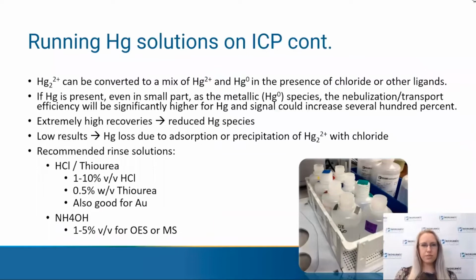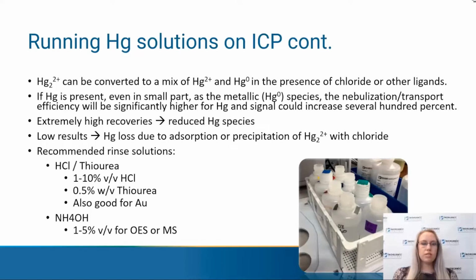Another issue for analyzing mercury on ICP is again that the dimer can be converted to the metallic form and the mercury 2+ ion in the presence of chloride or other ligands. So again, same thing with boiling with nitric acid prior to adding any chloride or other types of ligands or anything that's going to reduce that dimer down to the metallic form.